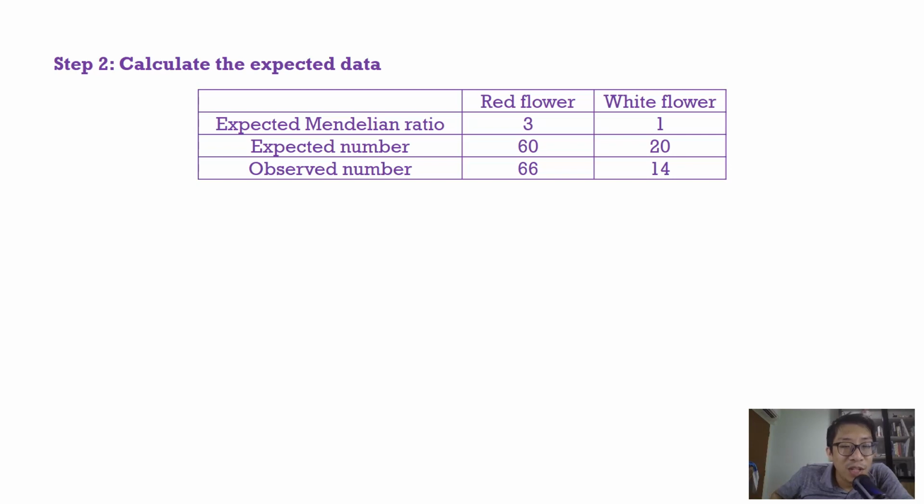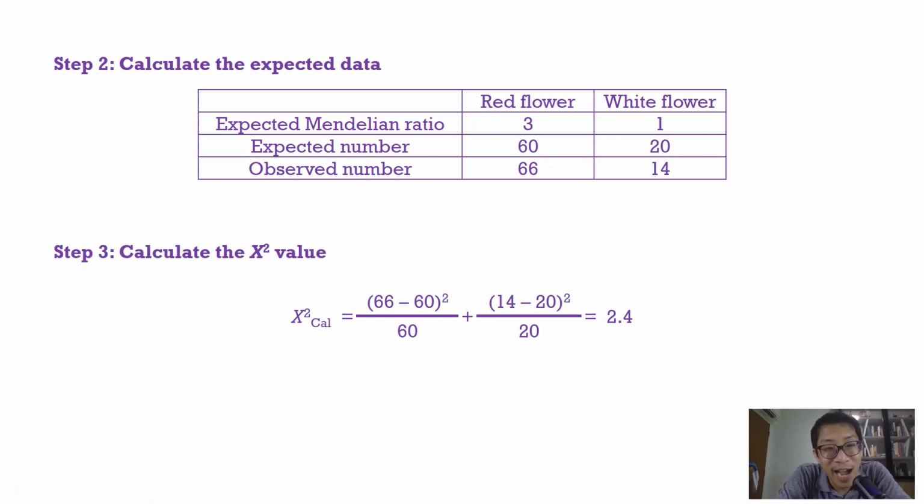Then we will do the calculation for the expected numbers, because it's expected to be 3:1. So the expected numbers would be 60:20, for the total of 80 offspring. The observed numbers are slightly different, with 66 and 14 instead. Then we will calculate the chi-square value using the formula given in the notes. The calculated chi-square value would be 2.4 in this case.